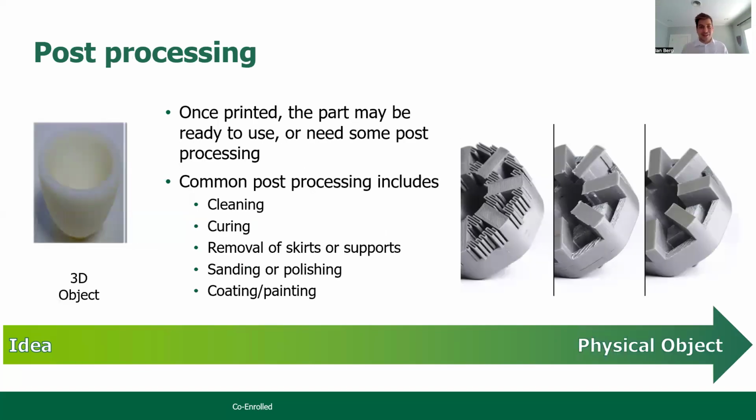And then finally, once printed, that part might be ready to go, or there might be some post-processing. You might need some cleaning or curing depending on the technology, removal. This is an example of supports that had to be printed because of the way that you oriented it. So there's going to be some removal of that, some sanding or polishing, coating or painting. But you've now gone from idea to physical object.